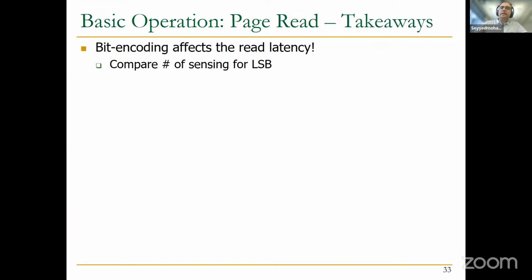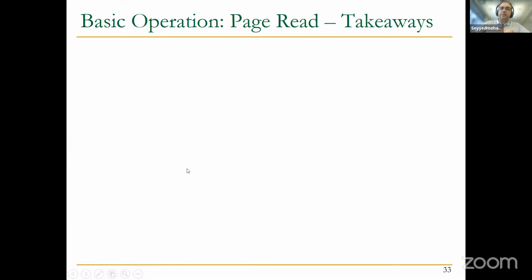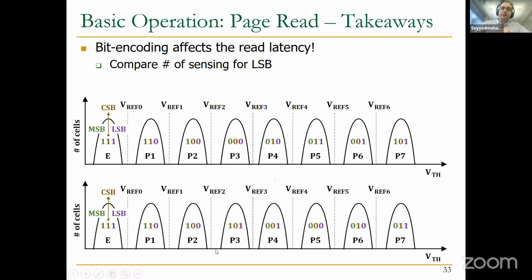So let's see some takeaways. Basically, bit encoding affects the read latency. Let's see an example. We want to compare the number of sensing operations for LSB. Here as an example, you are seeing two different encodings, right? The first one is the similar encoding that we had in the previous slide, but the second one is another encoding. When we want to read LSB, we need to check the reference voltages where two consecutive states have a flip in the bit.